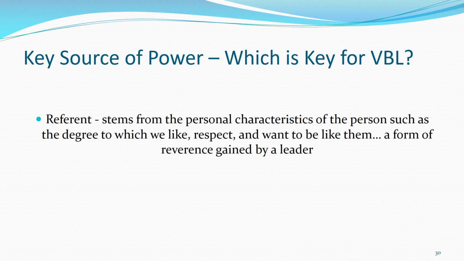It is more a question of, I don't want to disappoint this individual. I want to connect with what this individual is doing. I want to be of support. I want to be of service. It's an emotional appeal rather than simply compliance. So referent power is exceptionally important for the values-based leader.